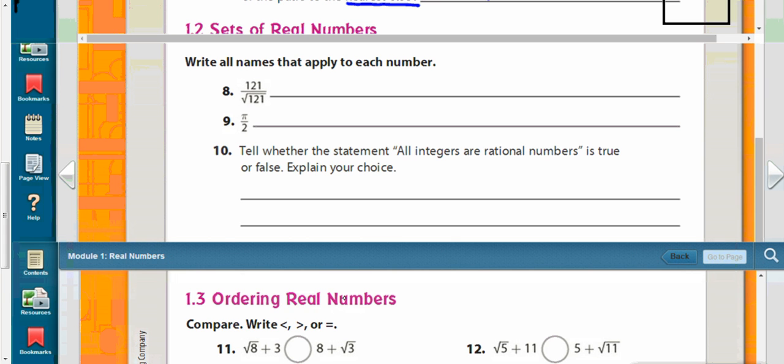So let's see how that applies to our example. We're asked to write all names that apply to each number. The first example that we have is 121 over the square root of 121. In order to do this, all you have to do is simplify the number. If you follow the order of operations, we can consider the radical sign like a grouping symbol. So the first thing you'd want to do is find out what the square root of 121 is.